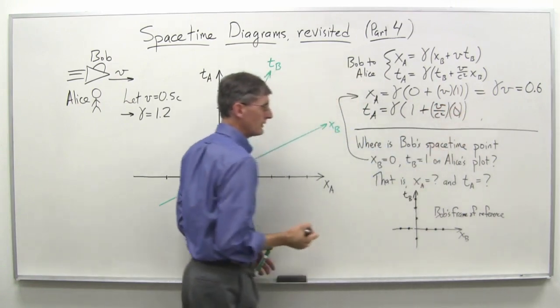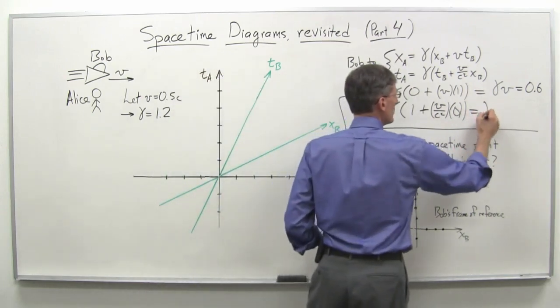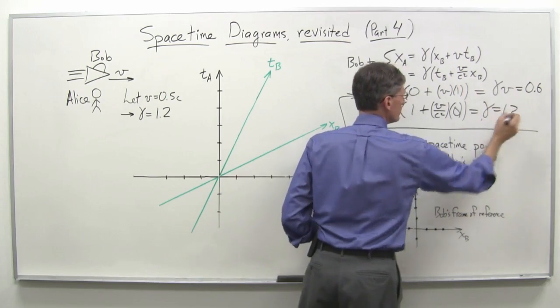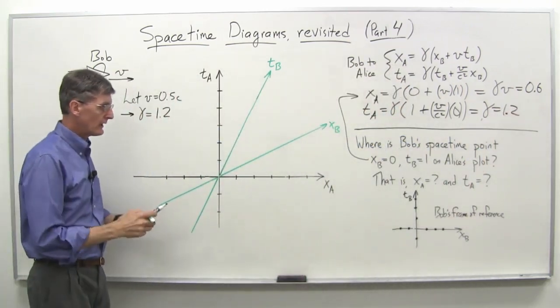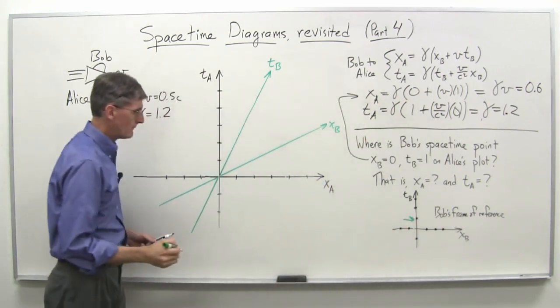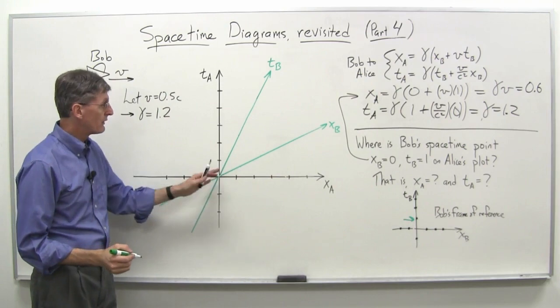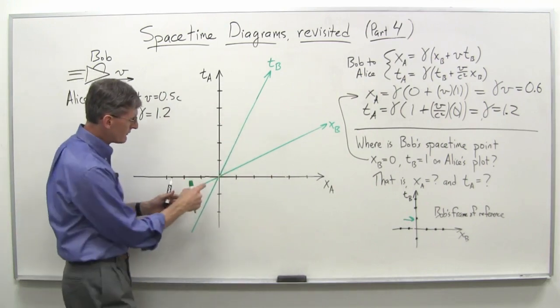In this case, x sub b is 0. And very simply, that just gives us gamma. And gamma is simply 1.2. Okay, so let's plot that now. So we found out that this point right here, from Bob's frame of reference, when I put it on Alice's plot, is going to appear at x sub a equals 0.6.